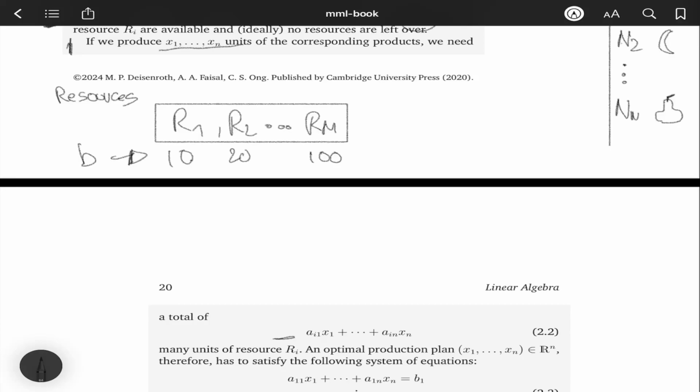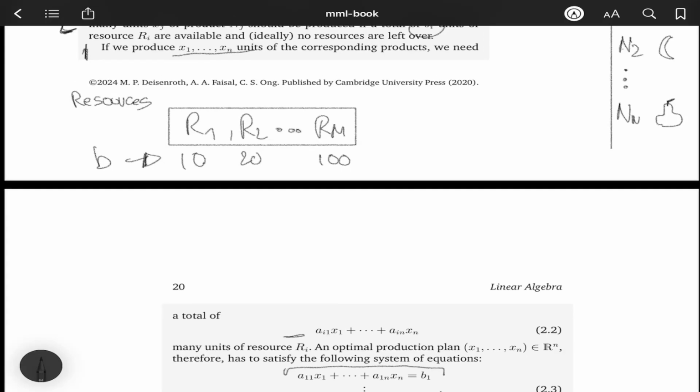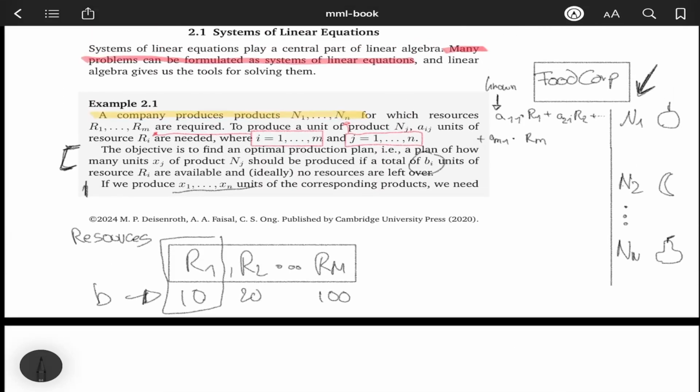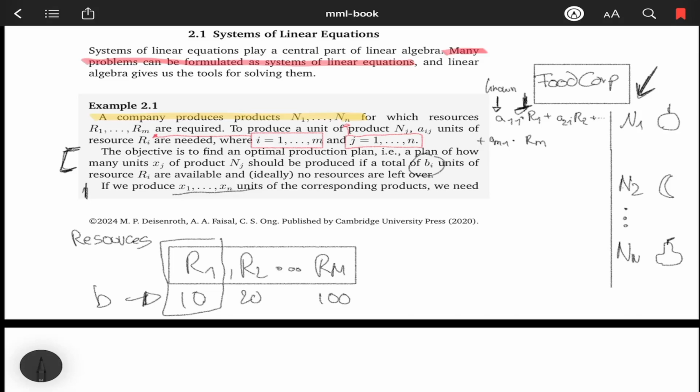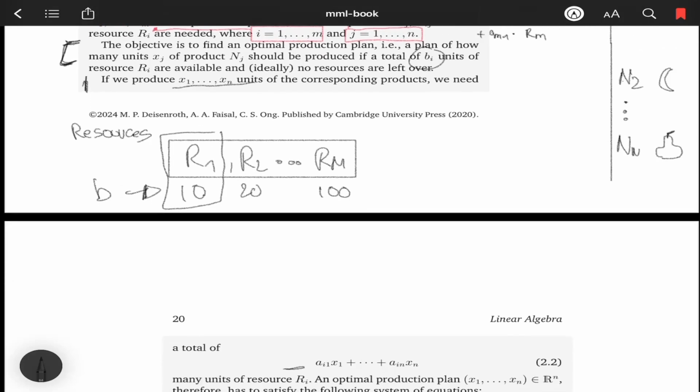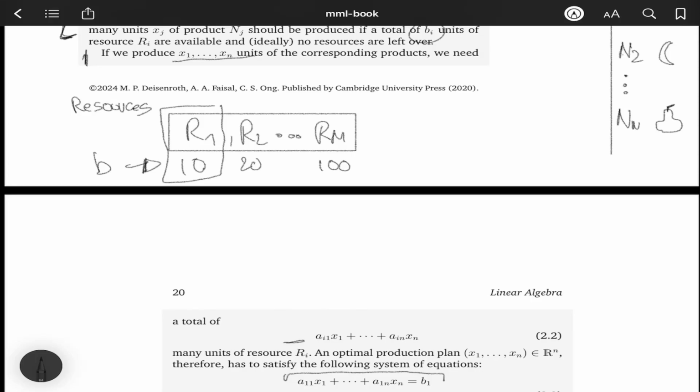Aha. An optimal production plan therefore has to satisfy the following system of equations. They say, I'm here at the bottom, A11 x1 plus A12 x2 plus A1n xn equals B1. And B1 was the quantity of the resource 1. So the right side is not this one here, it's not n. The right side is the resource. And not just the resource, but the quantity of the resource.